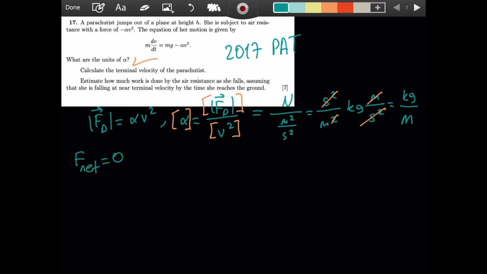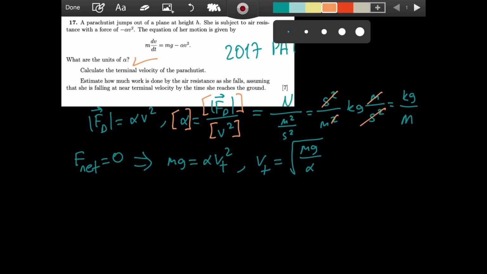So there is no acceleration, which keeps the velocity constant. And that constant velocity, we call it the terminal velocity, which will come from this equation. And notice I put a subscript t to denote that this is not an ordinary velocity. This is the terminal velocity. And if I solve for the terminal velocity, then it is going to be the square root of mg over alpha. So we are done with the second question as well.